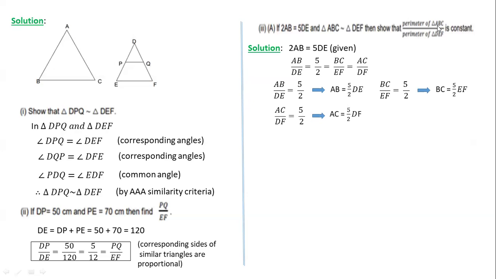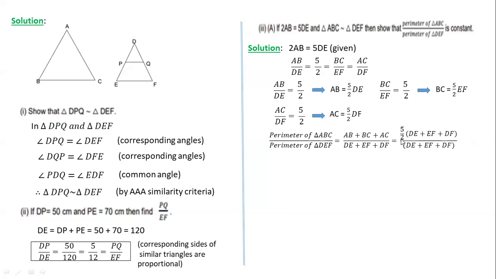Now we have to find the ratio of the perimeters. So let us find it. What is perimeter? Perimeter is the sum of the three sides of a triangle. So perimeter of triangle ABC will be AB plus BC plus AC. And for triangle DEF, it should be DE plus EF plus DF. That's what we have written here. Now if you see here, AB is 5 by 2 DE, BC is 5 by 2 EF, AC is also 5 by 2 DF. So 5 by 2 is common.